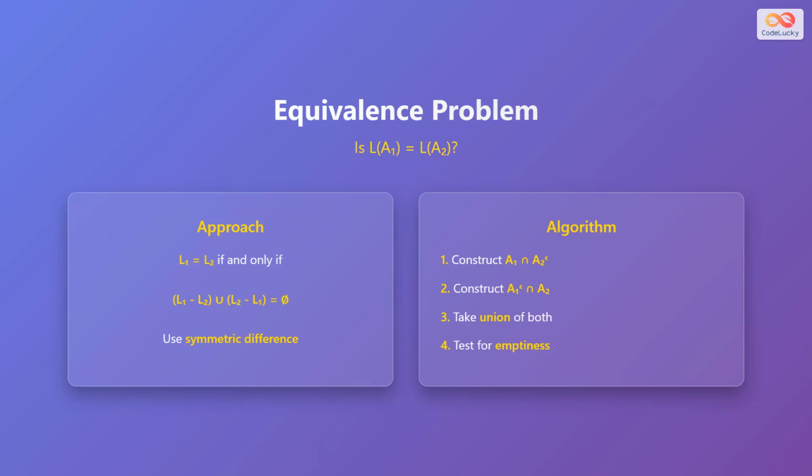Let's examine the equivalence problem. Is the language L of automaton A1 equal to the language L of automaton A2? The approach here is that language L1 is equal to language L2 if and only if the union of the difference between L1 and L2 and the difference between L2 and L1 is empty. In other words, we use the symmetric difference. The algorithm is as follows. Construct A1 intersection A2 complement. Then construct A1 complement intersection A2. Then take the union of both and finally test for emptiness.